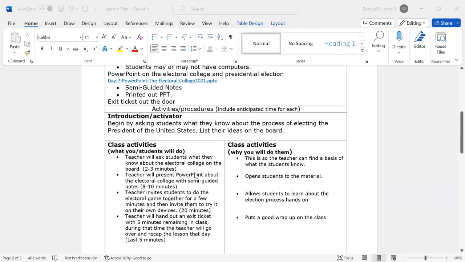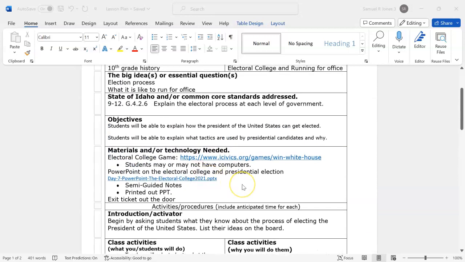So that's just my general lesson plan. Obviously, it's bigger than just this lesson plan, but this is just a general overview.